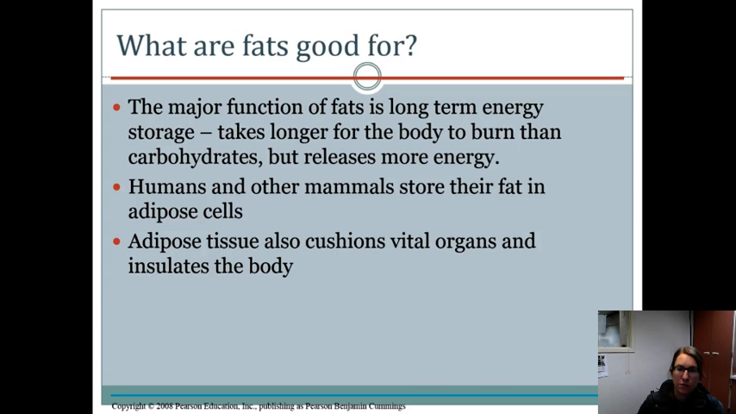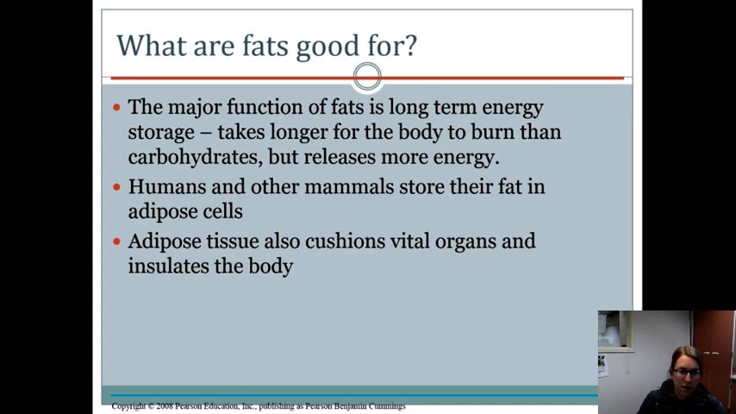So if you used up all your energy from glycogen, then you'll break down fats to release extra energy to make more ATP. We store our fats in cells called adipose cells, or sometimes people just call them fat cells, and it's mostly used for energy storage, but also to some extent for insulation and cushioning.